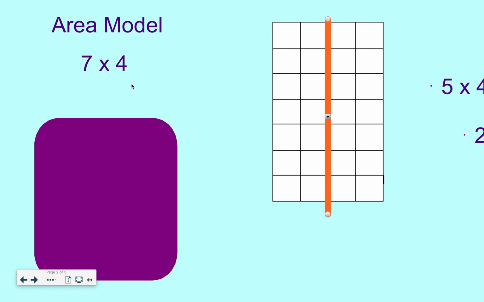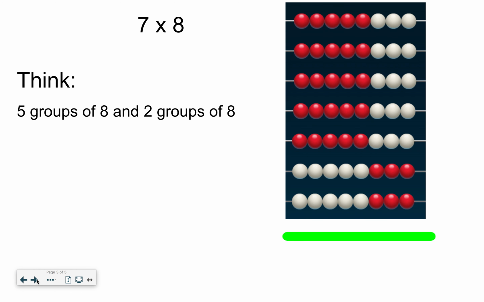So with all facts really, I would stop and think, what's the best strategy to use? Is it my 7s or is it the other factor? Here's another example of that thinking. 7 groups of 8. That's a lot to think about. So if I split this up and I lean on my 5s, I can think of 5 groups of 8, which is 40, 2 more groups of 8, which is 16. 40 plus 16 makes 56.